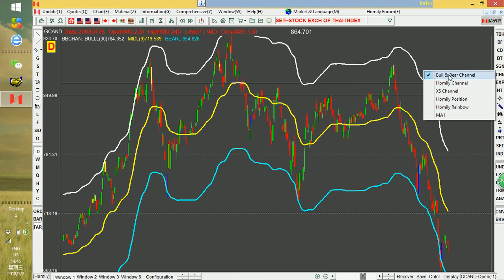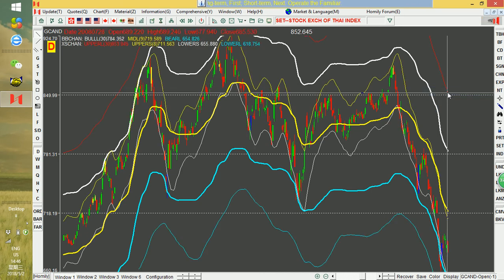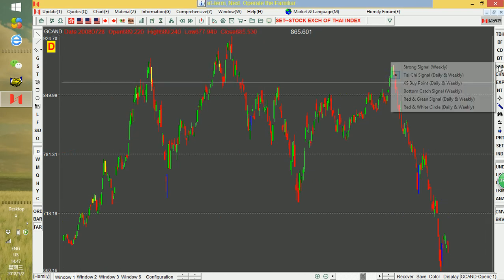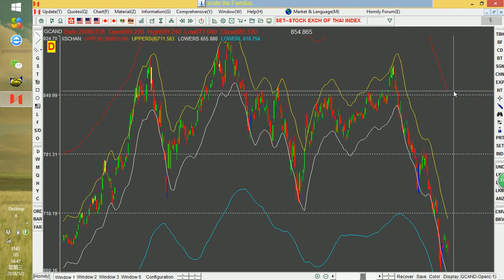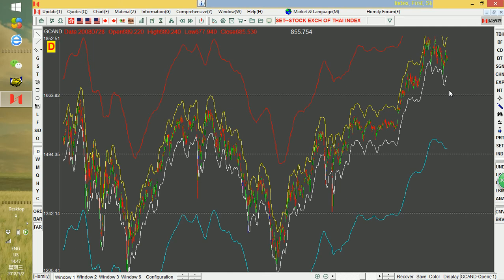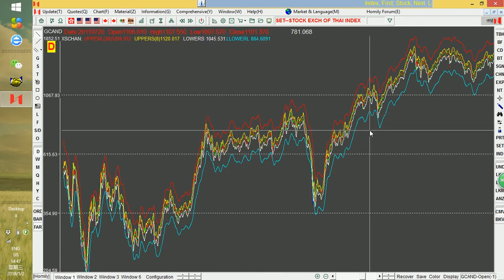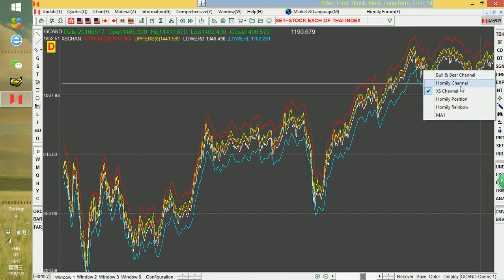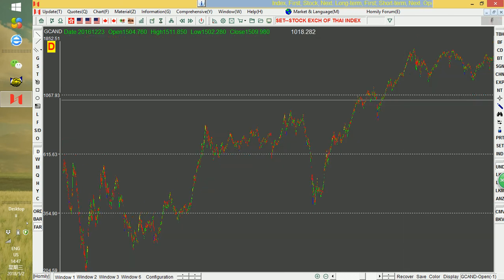But the difference between the bull and bear channel, the Homily channel and the X channel is that they have different time frames. The bull and bear channel is for the long term, and the Homily channel is for the medium term. For example, the channel X is suitable for long term and medium term. The difference between them is just the time, so we can figure it out by ourselves.